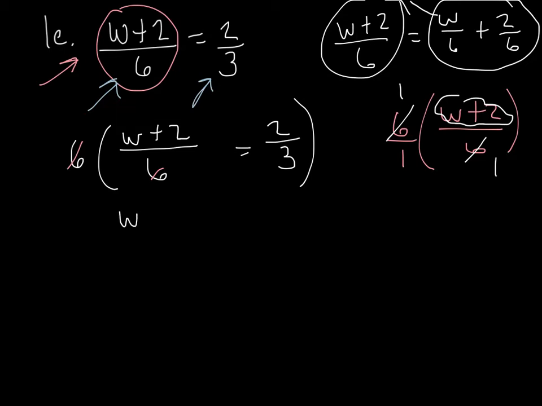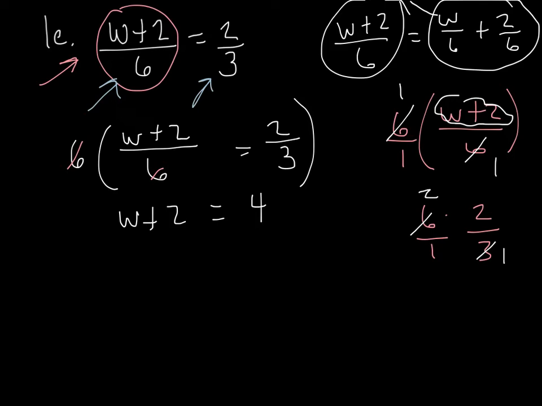So w plus 2 equals, and then we have to think, okay, what's 6 times 2/3, right? Well, in this case, they don't cancel out totally. The 6 goes to 2, and the 3 goes to 1. So what's 2 times 2? Well, it's 4. So equals 4. So now we have ourselves a really easy equation to solve. We just subtract 2 from both sides and we're done.